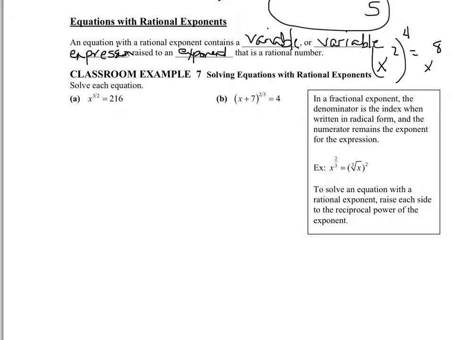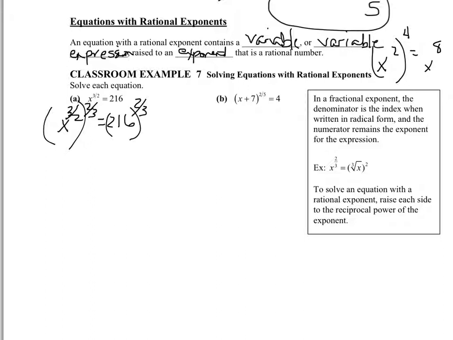Since that's true, here's what I would ask myself. What would be the exponent that I could raise x to the 3/2 to, so that when I multiply those exponents, it would become an exponent of 1, because that's what I want, is x to the 1st power. Well, if you remember working with fractions, if I raise it to the reciprocal power of the exponent, if I multiply a number times its reciprocal, I get 1. That's the strategy. So if I had x to the 3/2 equals 216, I want to raise both sides to the 2/3 power.